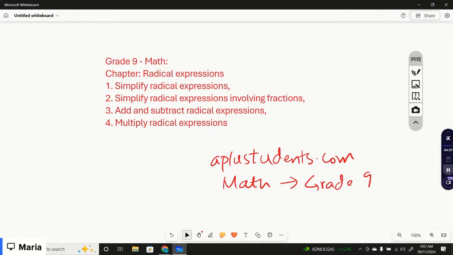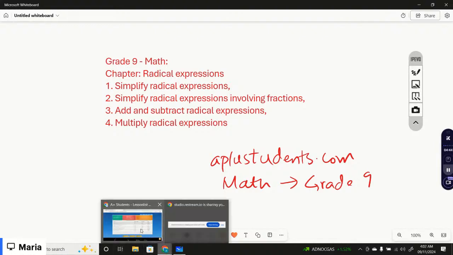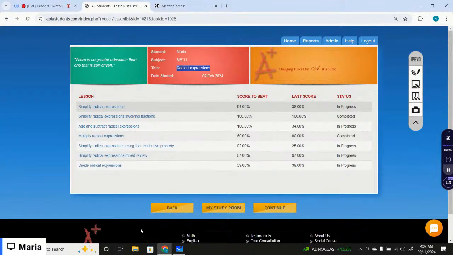So please make sure you have your notebook and pencil so that you can note down the important examples and definitions as well. Here I am on grade 9 math. Let's just start with the first lesson, that is simplify radical expressions.